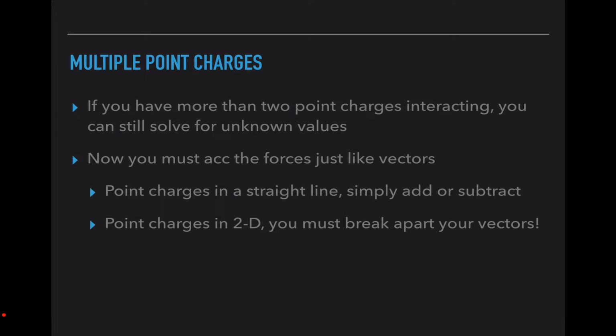vectors. So for example, if we have charge A, B, and C, and I want to find out the total force on charge B, I would look at charge A and B and C and combine them. I need to look at the pairs individually and then combine them together. If they are in a straight line, you simply add or subtract based on if they are the same type of force, attraction or repulsion.